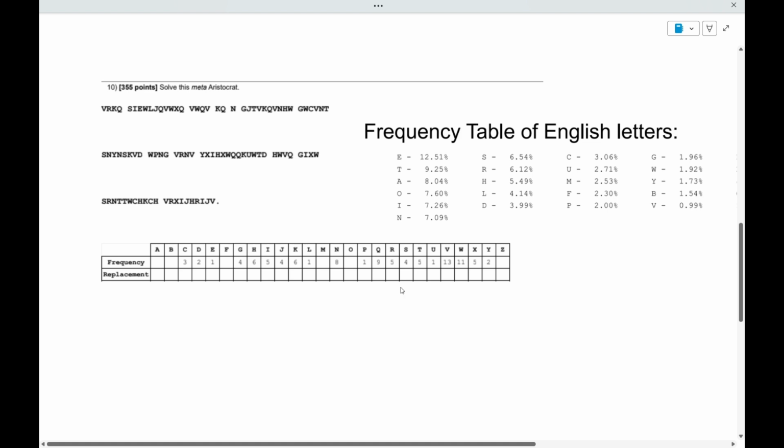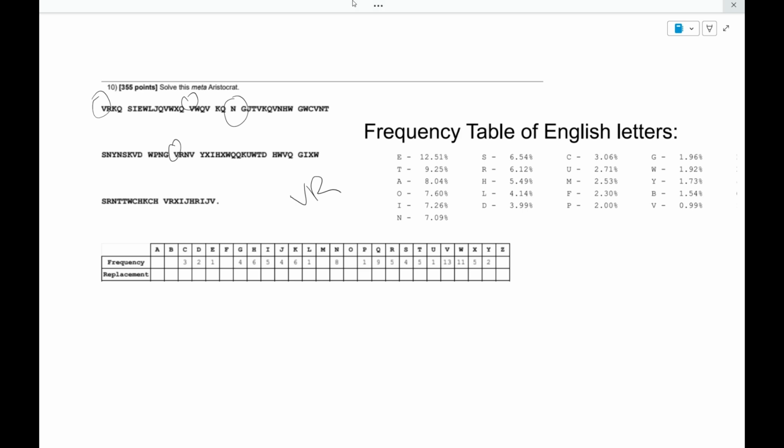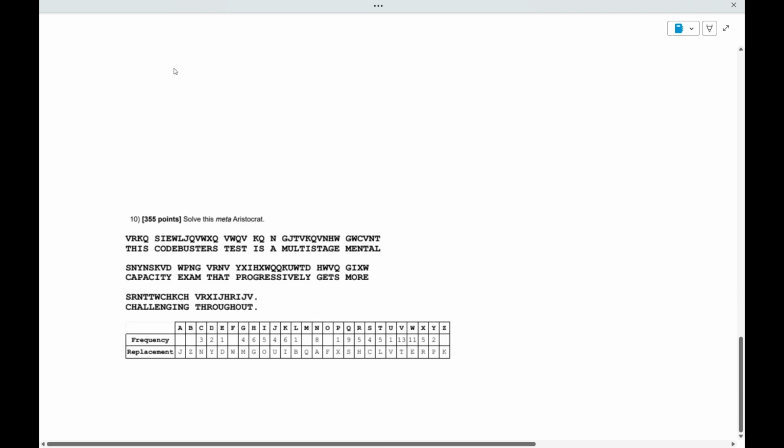Okay, so hopefully you paused the video. A key thing that you should have recognized is that we have a single letter right over there, so that's going to be quite helpful. We have a lot of stuff starting with V, specifically VR, so that is probably going to be helpful. But anyway, here are the answers. So you should have gotten: this Codebusters test is a multi-stage mental capacity exam that progressively gets more challenging throughout. And I'm just looking at the frequencies. You probably could have used these 2 frequencies to help you out a little bit.